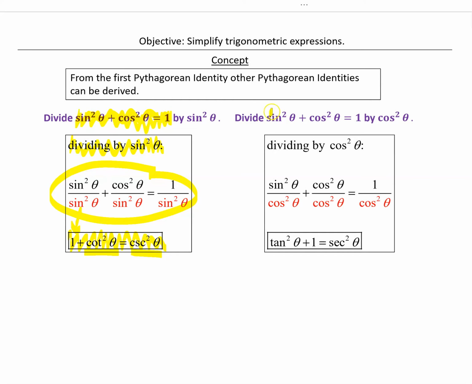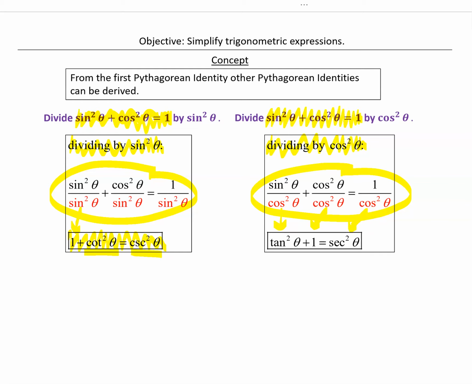If we take our Pythagorean identity, sine squared plus cosine squared equals 1, and divide both sides by cosine squared theta, it creates this. Sine squared over cosine squared becomes tangent squared. Cosine squared divided by itself becomes 1. And then 1 over cosine squared: cosine and secant are reciprocals of each other, so this becomes secant squared of angle theta.